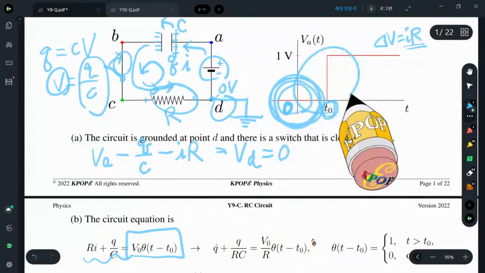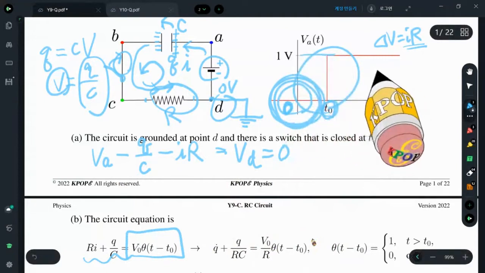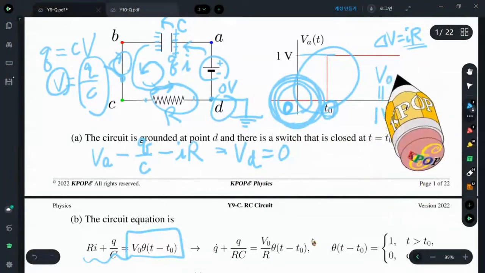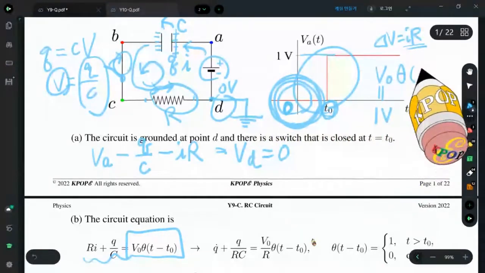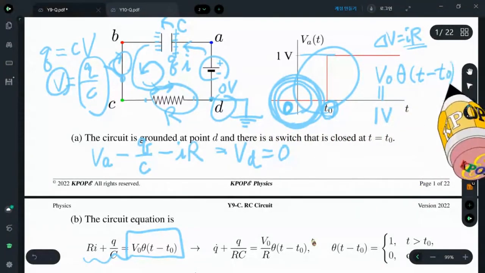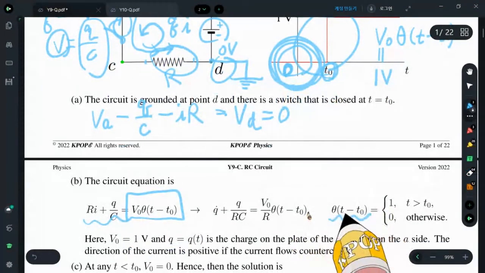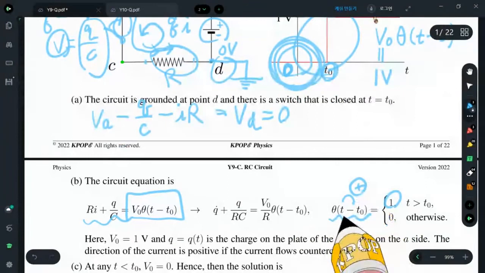And this graph says there is an amplitude in here, V0, that is 1 volt, and there is a step function that is called the theta function, theta of t minus t0. The theta function, the step function, is 1 when the argument is positive, and it vanishes when the argument is negative.